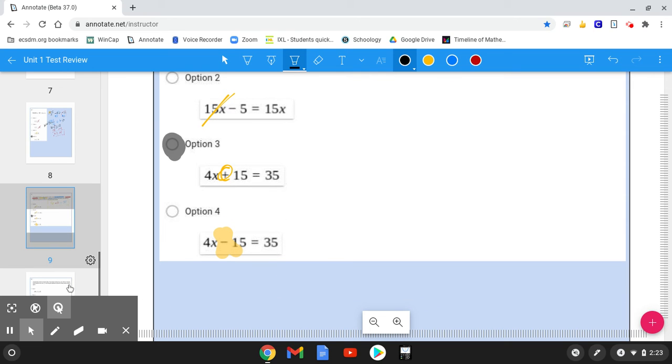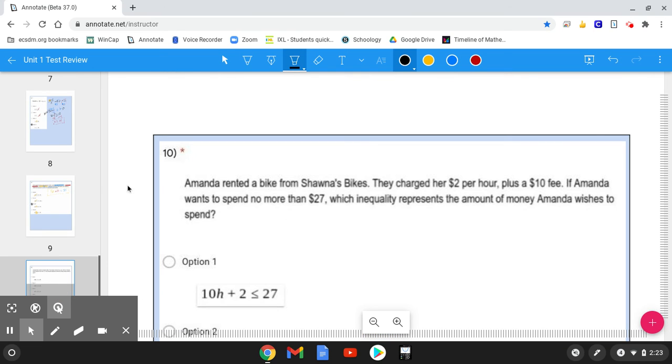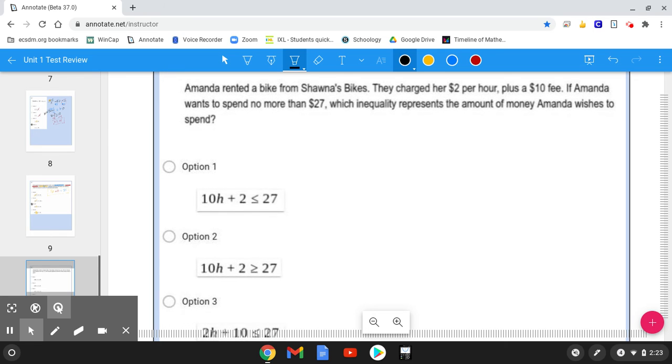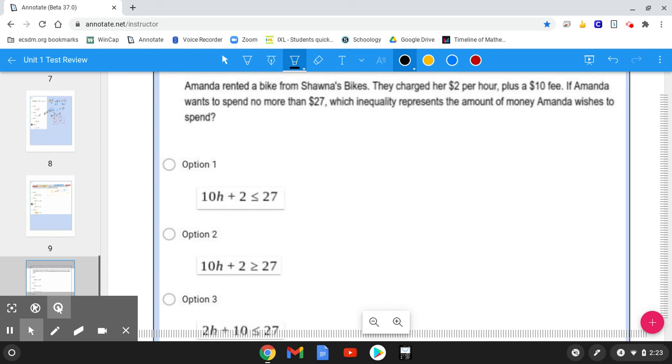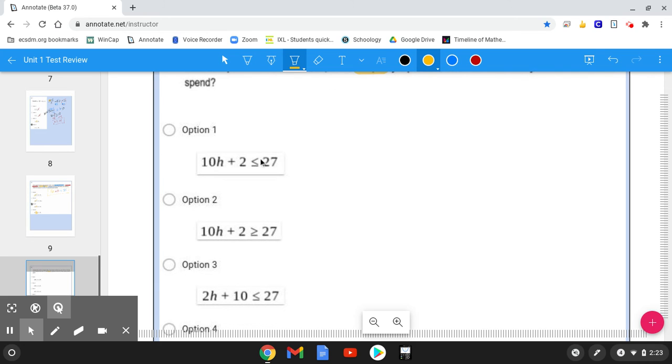Okay, let's look at number 10. Amanda rented a bike from Shauna's Bikes. They charge $2 per hour plus a $10 fee. If Amanda wants to spend no more than $27, which inequality represents the amount of money Amanda wishes to spend. So now, similar to the last problem, we'll be writing not an equation, but now we'll be writing an inequality. So if you look at your answers, notice no equal sign, we have inequality symbols.